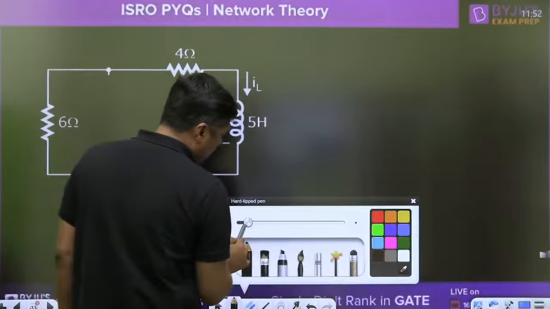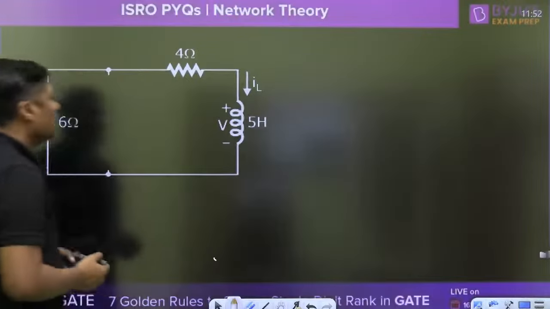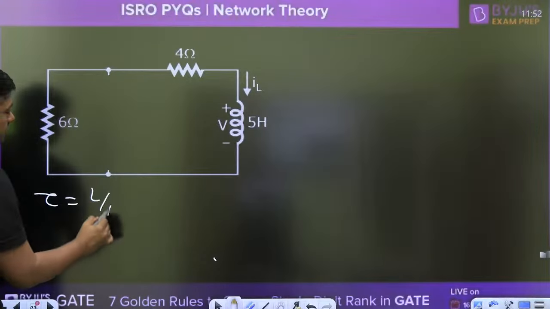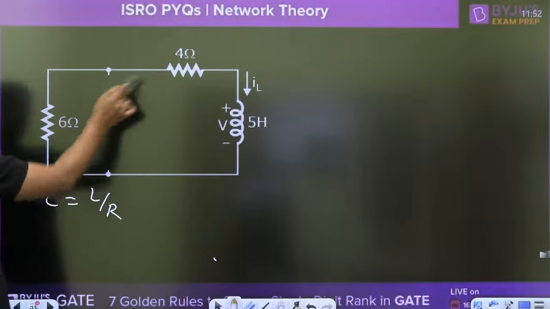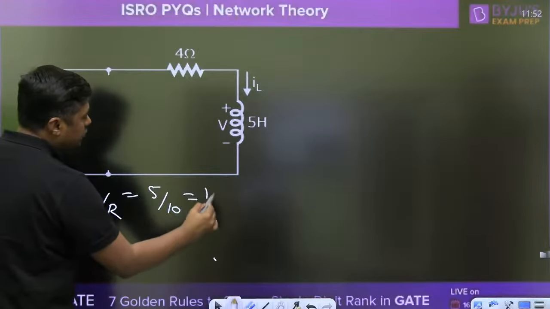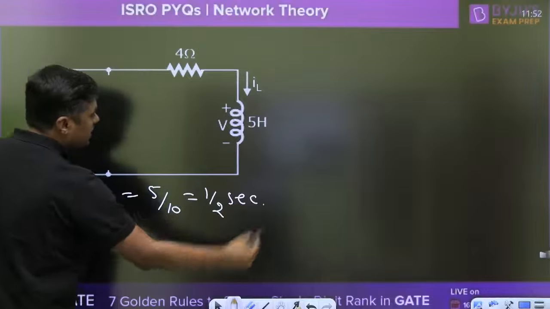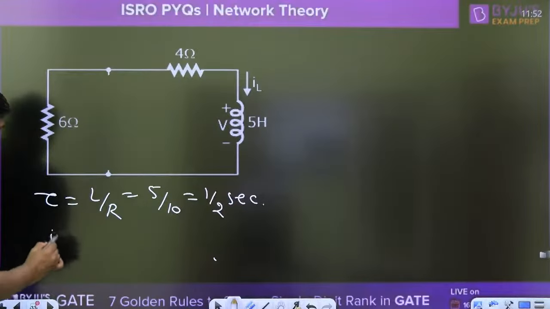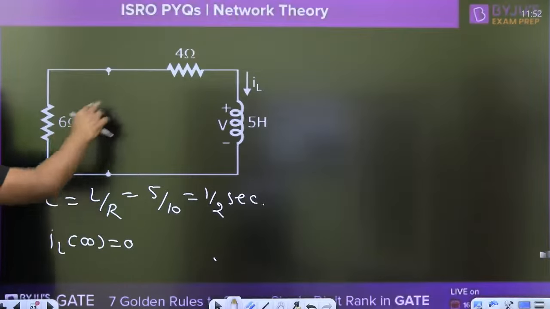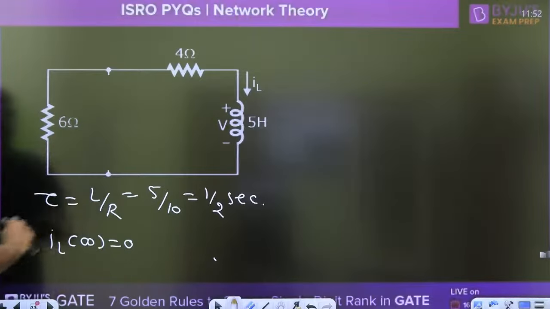Source free RL circuit. For source free RL circuit, what is the time constant? L by R. What is the R equivalent? 4 plus 6, 10. L is what? 5. So 5 by 10, that will become 1 by 2 seconds. This is the time constant of the circuit. For source free RL circuit, what is the final current? 0, because there is no energy element. Finally, the inductor will discharge and current will become 0.